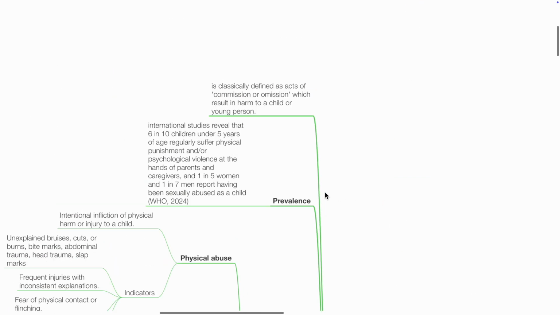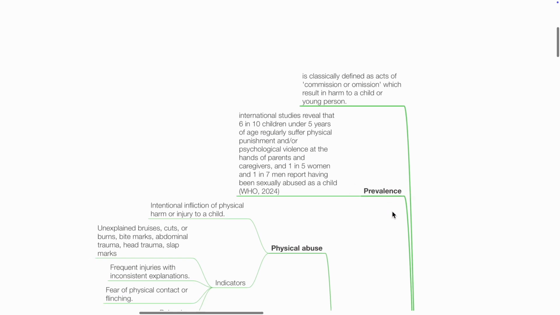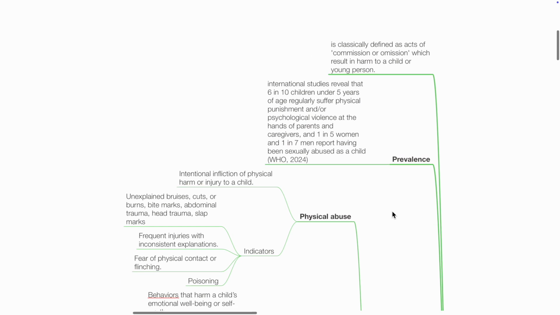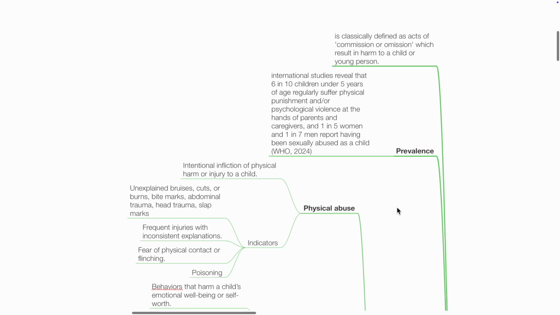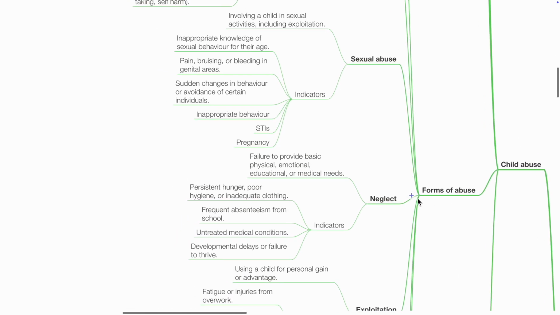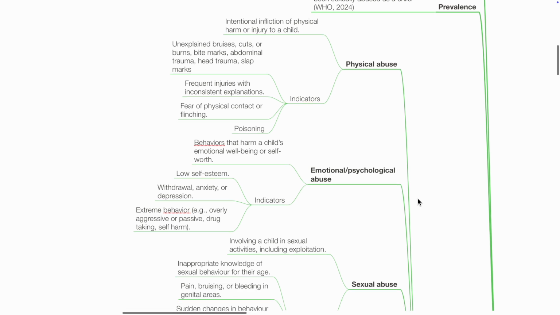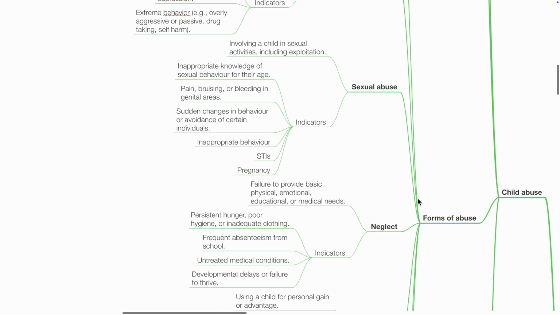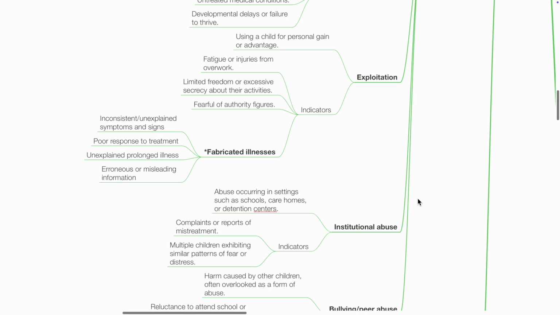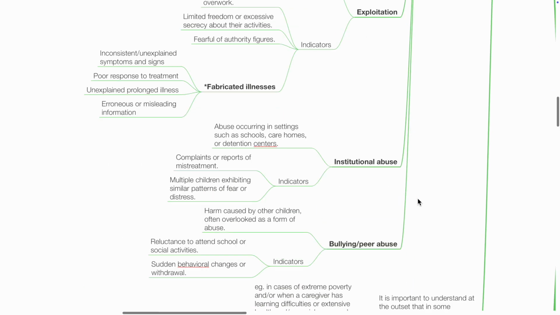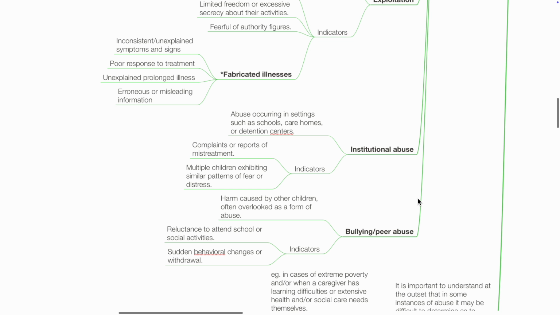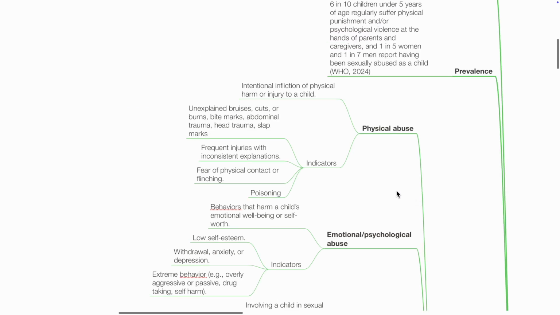Child abuse is classically defined as acts of commission or omission, which results in harm to a child or young person. Prevalence is as high as 6 in 10 children under age of 5 years old in international studies. Different forms of abuse include physical abuse, emotional or psychological abuse, sexual abuse, neglect, exploitation, fabricated illnesses, institutional abuse, bullying or peer abuse. In physical abuse, there is intentional infliction of physical harm or injury to a child.